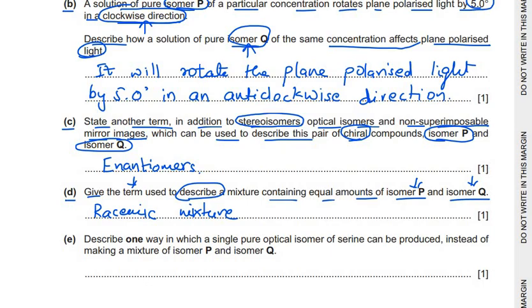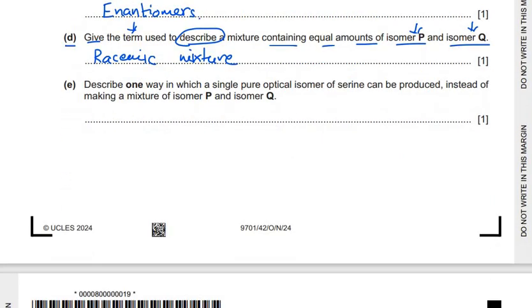Racemic mixture. Okay. The E question is, describe one way in which a single pure optical isomer of serine can be produced instead of making a mixture of isomers P and Q. Now that's something very important in biology nowadays: if we want to make a pure single isomer, we don't want the mixture of the two optical isomers as shown here, isomer P and isomer Q.